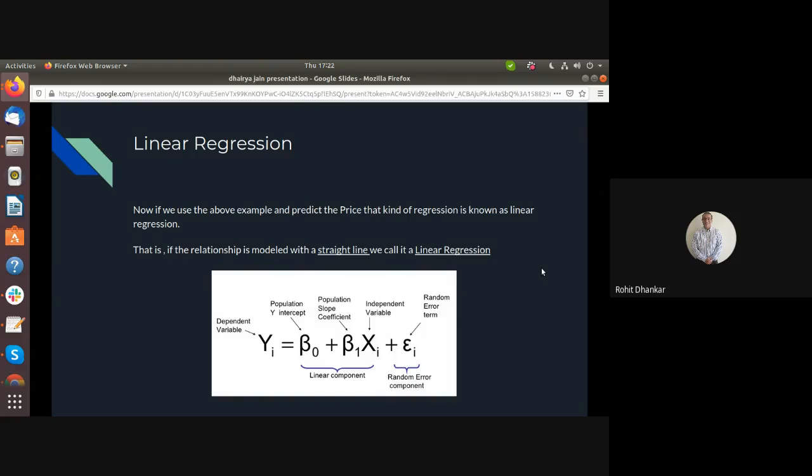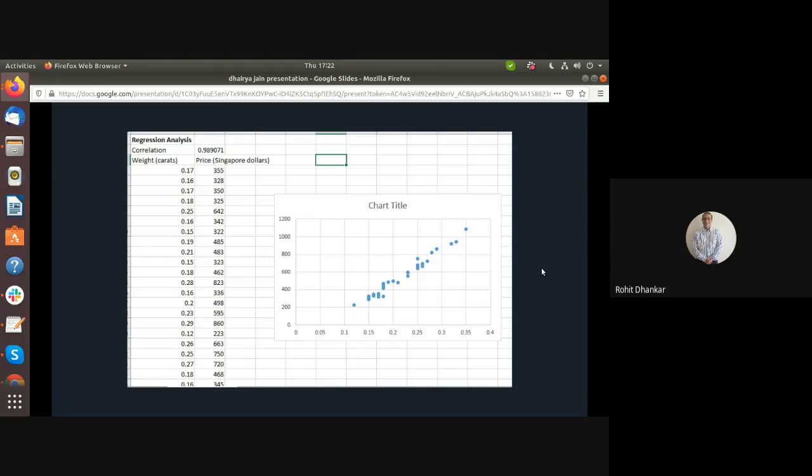And in certain cases, is it not possible to capture the entire population parameters? So maybe yes. Okay, fine. That is okay, that's a different question. Now, in this case, what is being explained here is the weight in carats and the price in Singapore dollars. What is the independent variable? This capital X here. What is the independent variable?